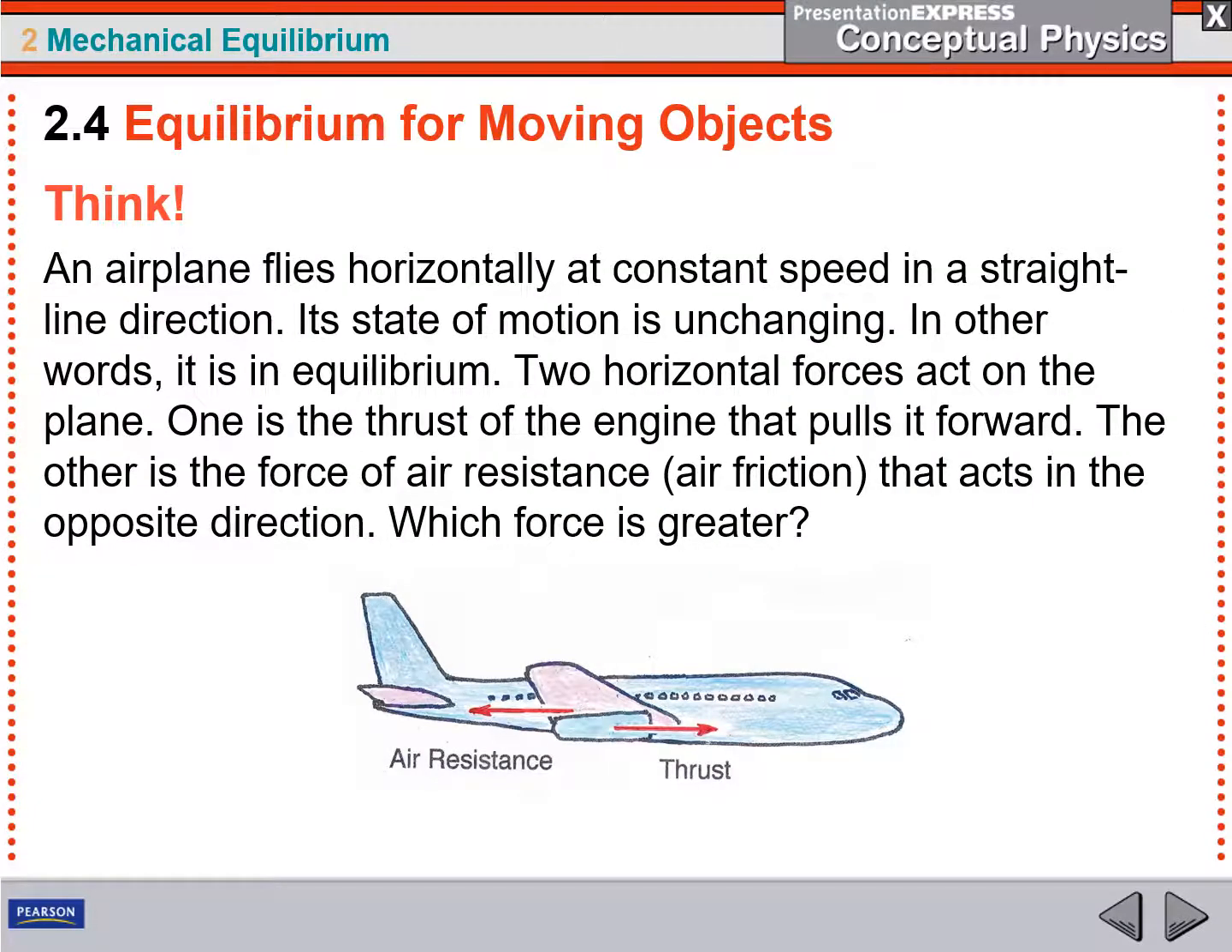Let's stop and think for a moment. Here's an airplane flying horizontally at a constant speed in a straight line. Its state of motion is unchanging. In other words, it is at equilibrium.